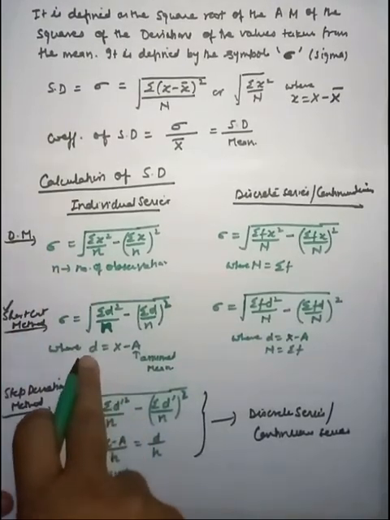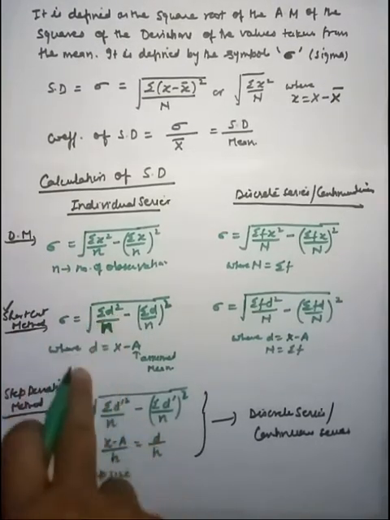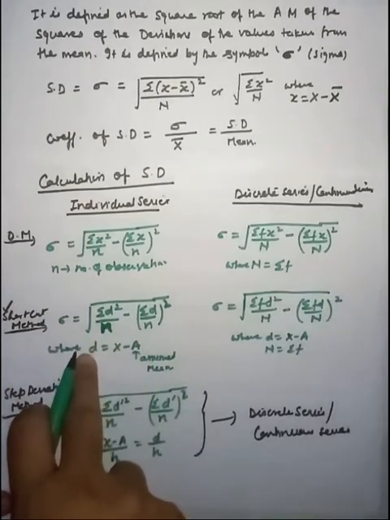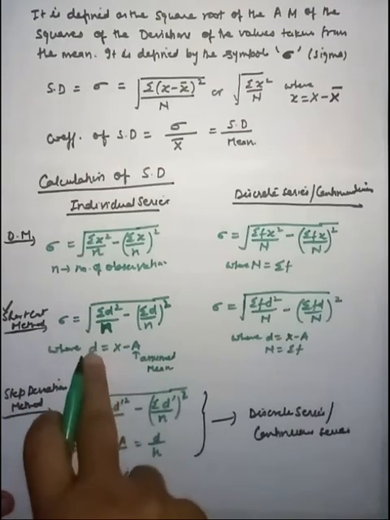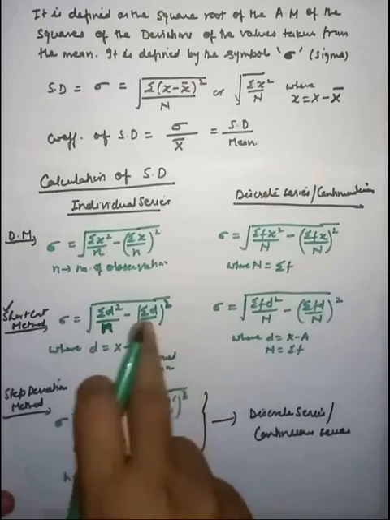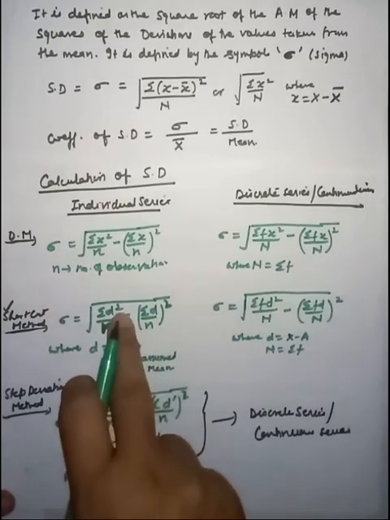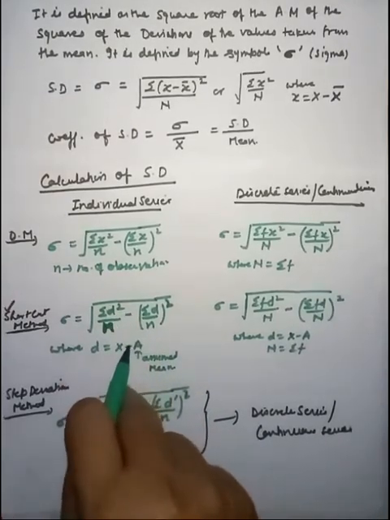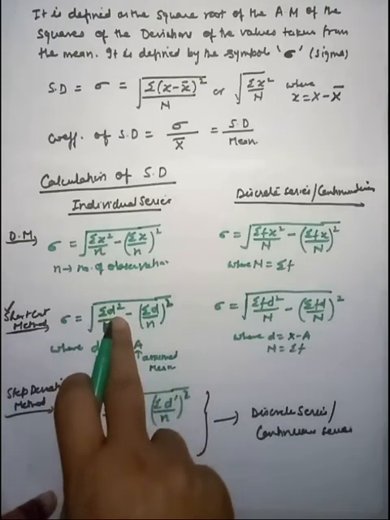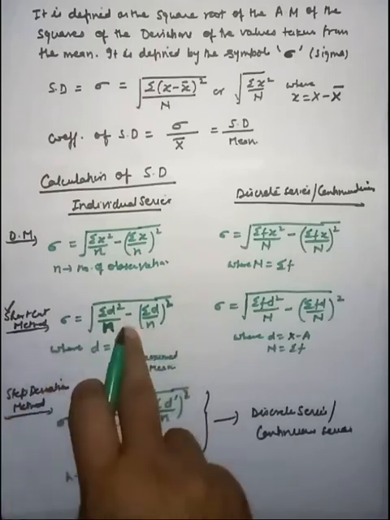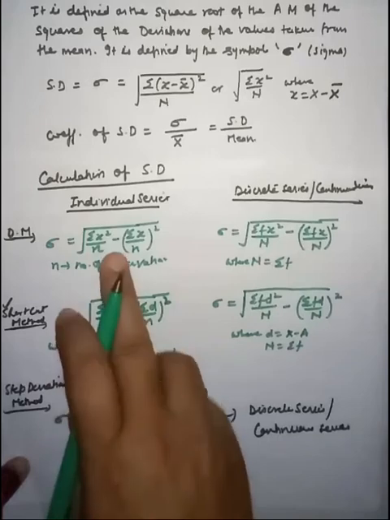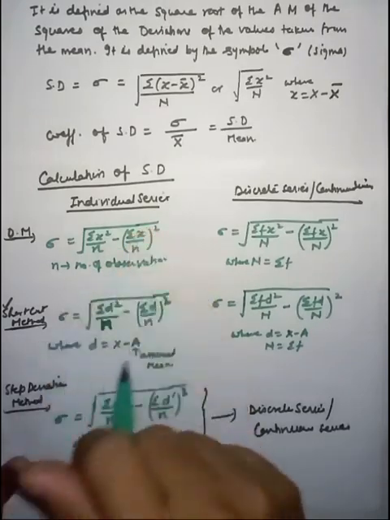And for the shortcut method, you find the d square, making a table with one column increased. Make one column for d equal to x minus a, and then one column for d square, and then find the summation of d and the summation of d square, and put all values in the formula. You find the individual answer of the standard deviation.